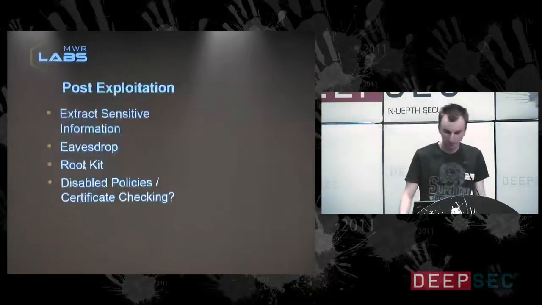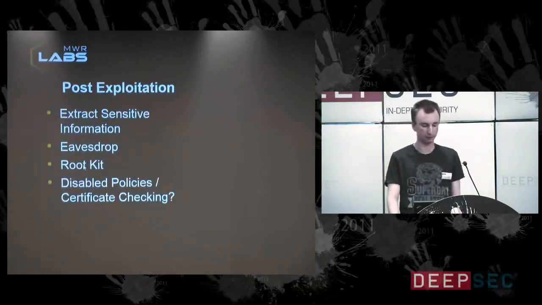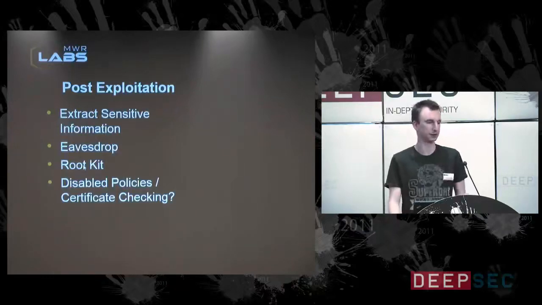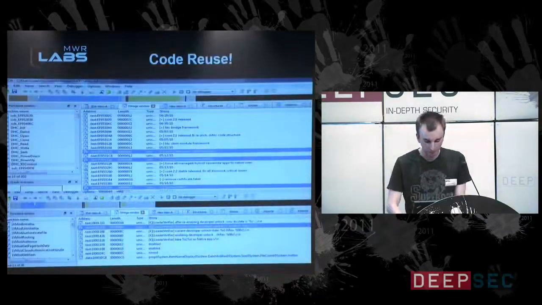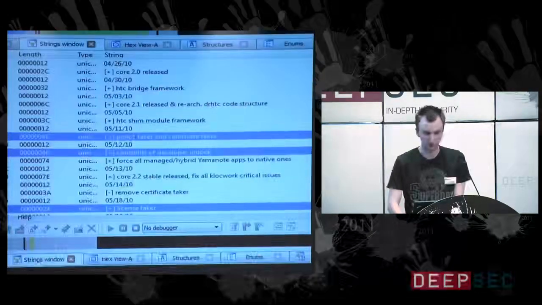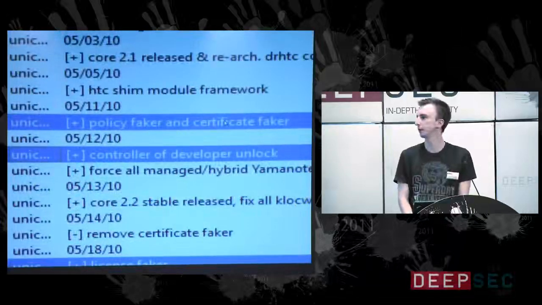So in this case, what you do, well, you want to extract sensitive information, eavesdrop, rootkit, for example. Maybe disable the policies or certificate checking. If you're a malware writer, maybe you want your application deployed later. Wouldn't it be nice if there was code there to get around this? Policy faker and certificate faker?